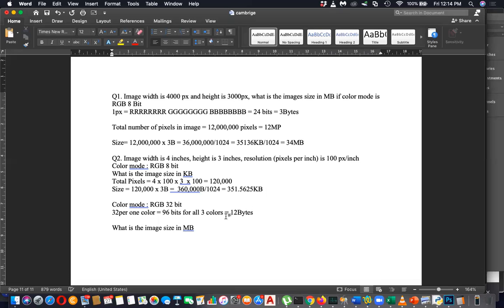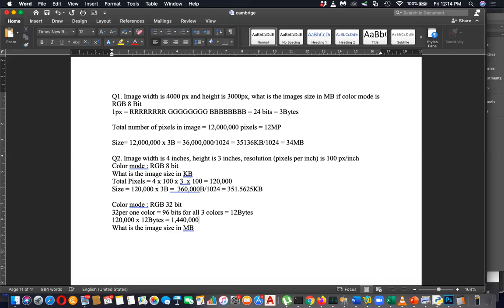Now it's asking what is the value. So earlier it was 3 bytes per pixel. But now you have this number of pixels, and you have to multiply it by 12 bytes, each with 12 bytes. So now the total will be 1,440,000. So this is the value.